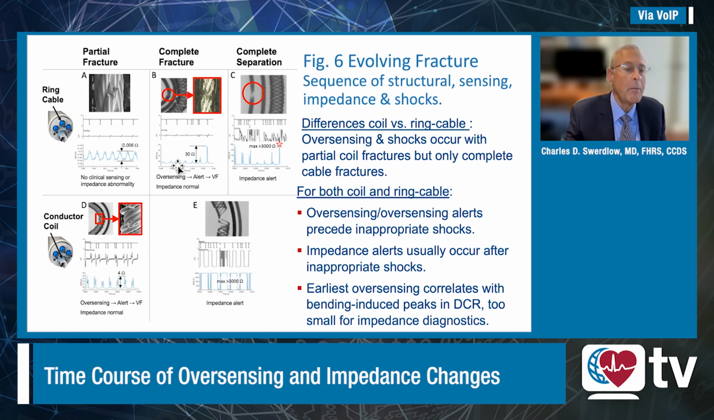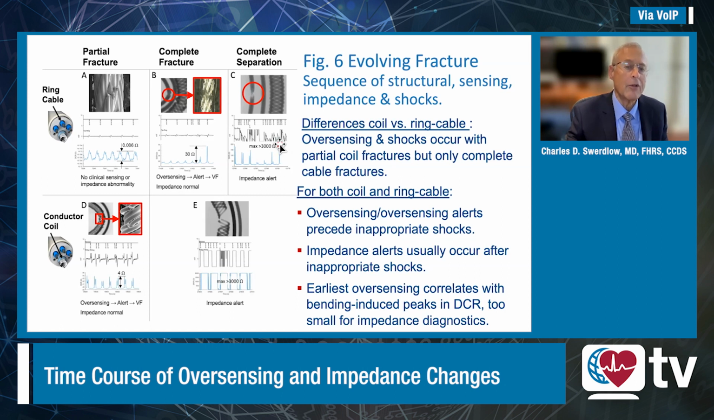On the other hand, the baseline impedance is completely unchanged around 15 ohms, and the maximum increase with a bending cycle is only about 30 ohms, and most of them much smaller. But in fact, the oversensing can progress to device-detected ventricular fibrillation and inappropriate shocks before impedance alerts are triggered, typically by 1,500 or 2,000 ohm measures of impedance.